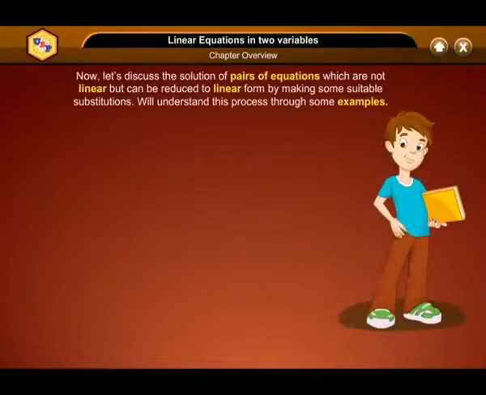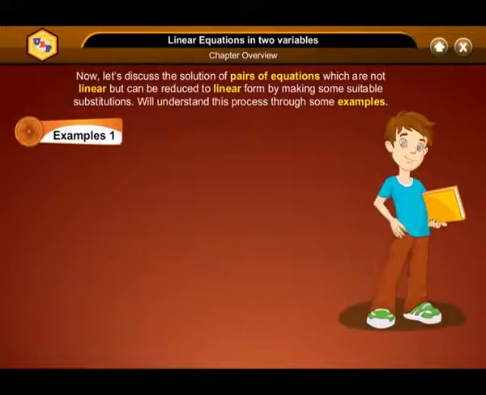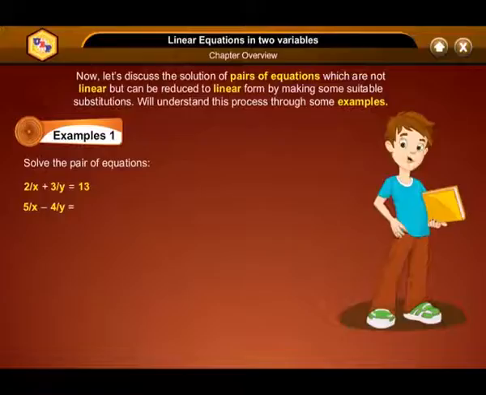Now, let's discuss the solution of pairs of equations which are not linear but can be reduced to linear form by making some suitable substitutions. We'll understand this process through some examples. Example 1. Solve the pair of equations 2/x + 3/y = 13, 5/x - 4/y = -2.